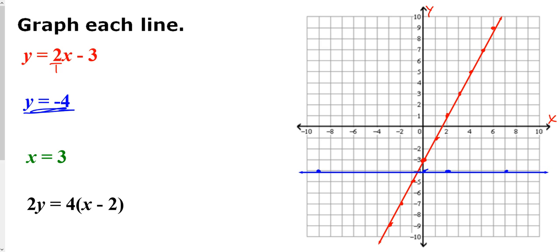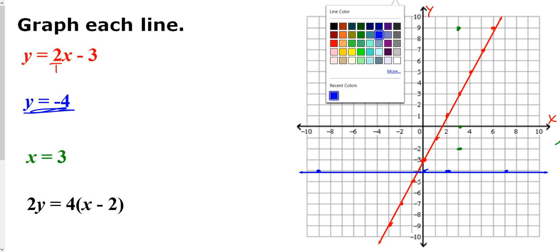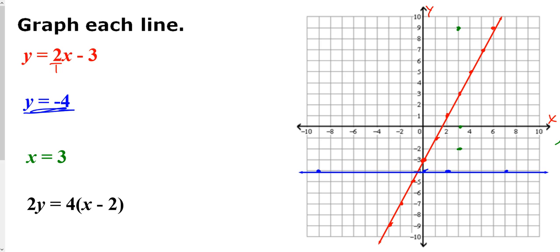The third equation, x equals 3, well, on my x-axis I go to 3 and I put a point, and like this point here is 3, -2. This point up here is 3, 9. All of the x values are 3, so I simply want to graph a line that goes through an x-intercept of 3. And we would have that answer.